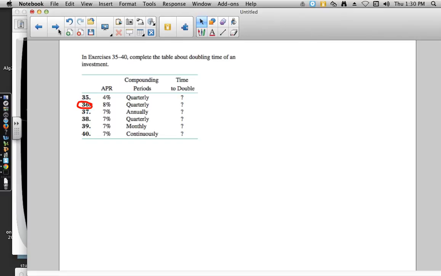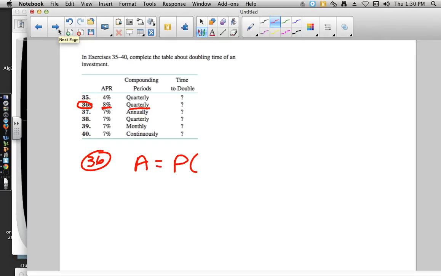Number 36 says complete the table about doubling time on an investment. And this one has an 8% APR, but it's quarterly. So different formula there. If we have quarterly, we want to use this formula. And what we want to know is, when is this going to be doubled? And you look around and say, wait a minute, I don't have any values for that. Well, you could just as easily say, I want $2, I'm starting with 1.